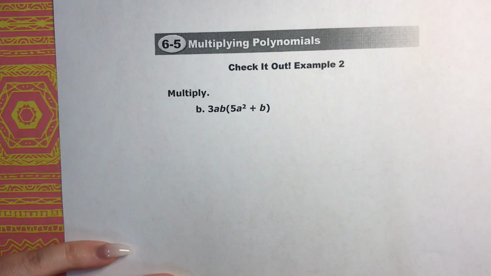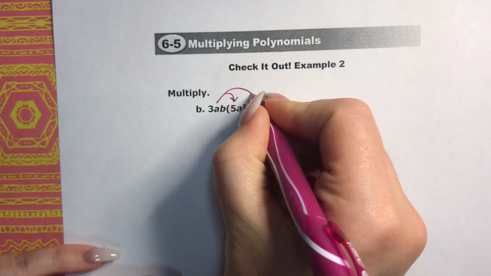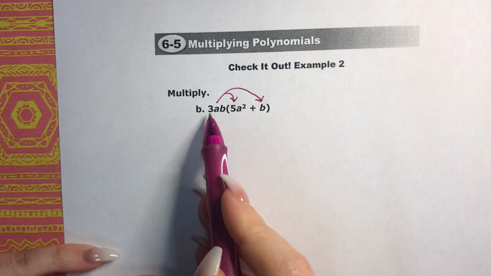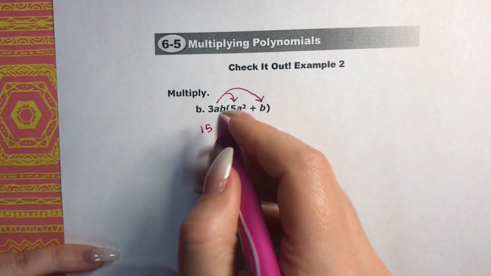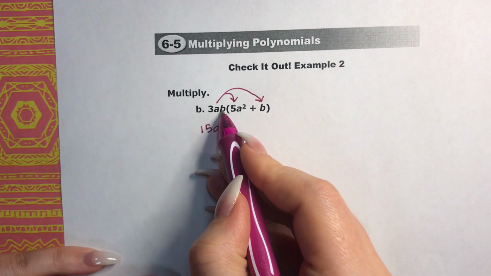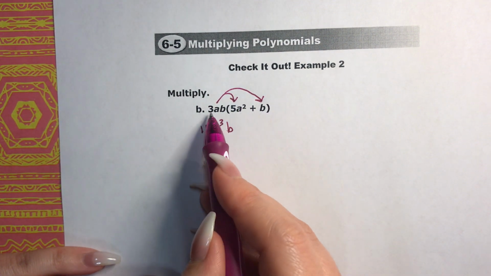Okay, let's see how you did. So we're going to take this monomial here, 3ab, and multiply it by this and this. So I'm going to do numbers first. 3 times 5 is 15. Then I'm going to go letter by letter. a times a squared is going to be a cubed. And then b, there's no other b, so we just write b. Okay, so that's done. Now we go here.